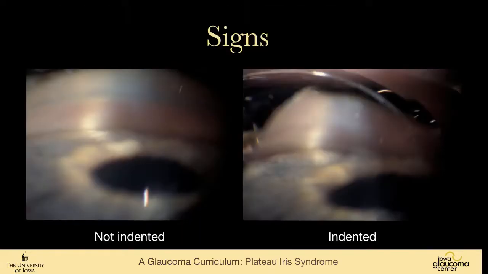And here we see a photograph. On the left, it's not indented. On the right, we're indenting. We can see this fullness in the far periphery here. A few video clips of indentation gonioscopy. You can see as we push in here, this roll in the far periphery, very classic for plateau iris. You can really imagine that the ciliary processes are back there holding the iris forward.